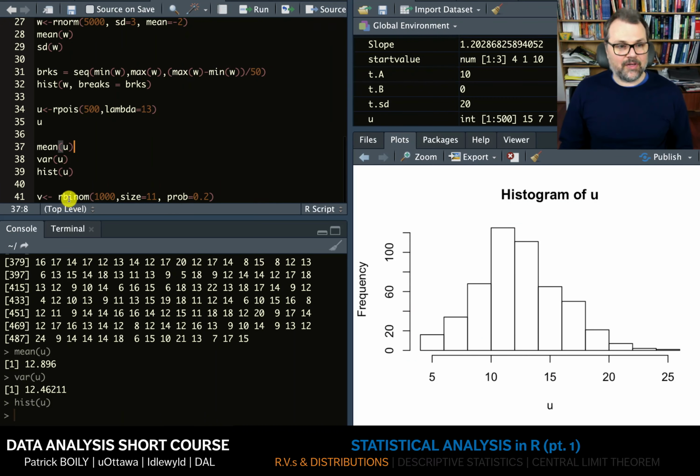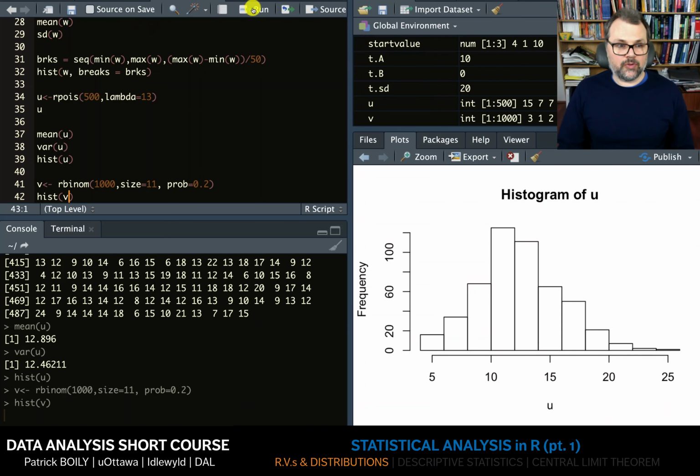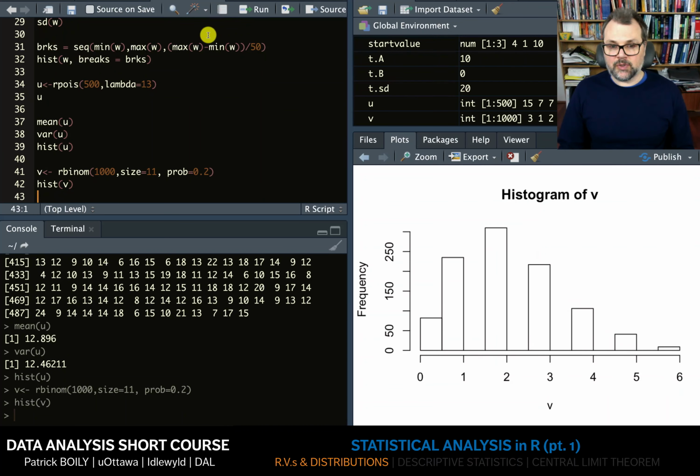What do you think this piece of code will do? You are sampling 1,000 values from a binomial distribution where the number of trials, size, is 11. That's the name of the parameter. And the probability of success is 0.2. You would expect this to look like a binomial distribution, and it sort of does.